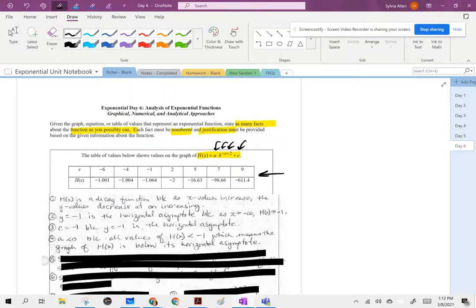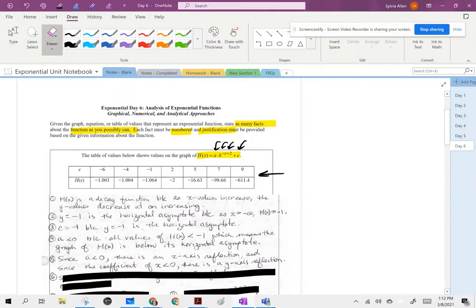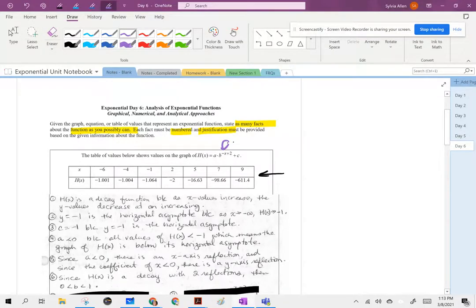Let's see if you can determine maybe the b value. What do we know? Since a is less than 0, there's an x-axis reflection. There's also a y-axis reflection because the form that they gave us already included a y-axis reflection. So we can conclude that there's 2 of those reflections. Since we know it's decay with 2 reflections, then B needs to be between 0 and 1.